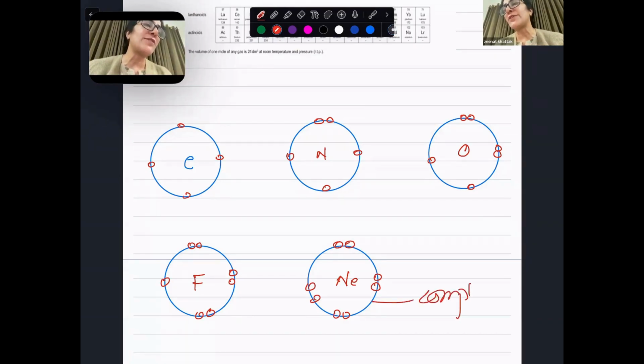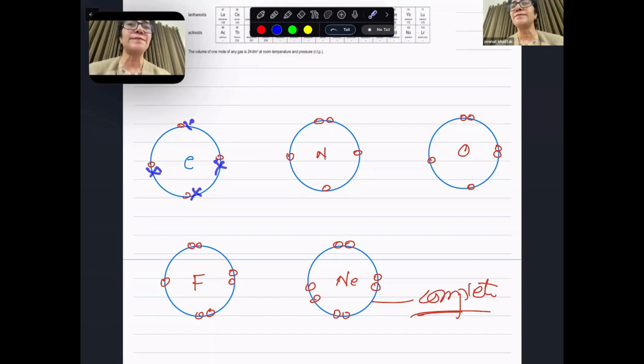Neon is complete and unreactive, because it will neither lose, nor gain, nor share. So how many electrons do the others need to complete? Carbon needs 4, nitrogen needs 3, oxygen needs 2, fluorine needs 1. So they can gain electrons in ionic bonding, but they can also share.